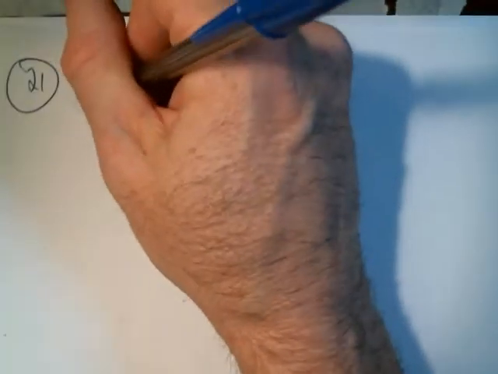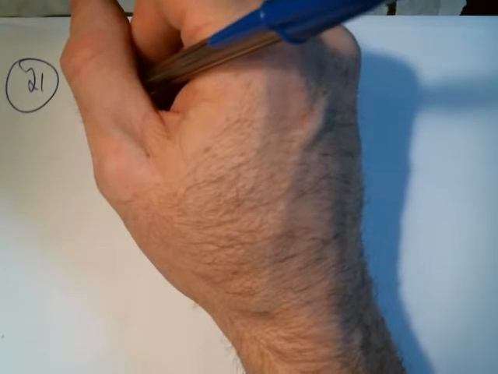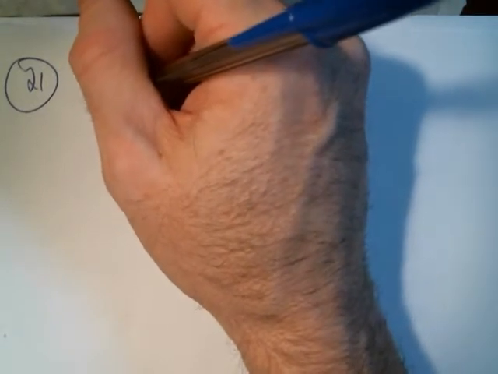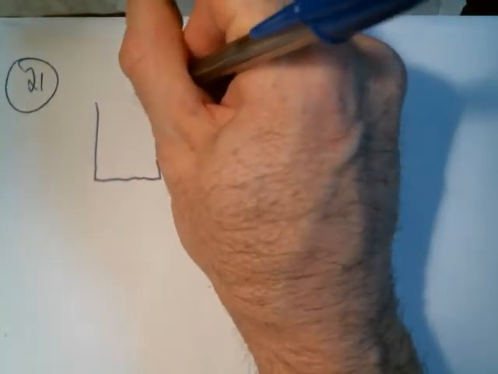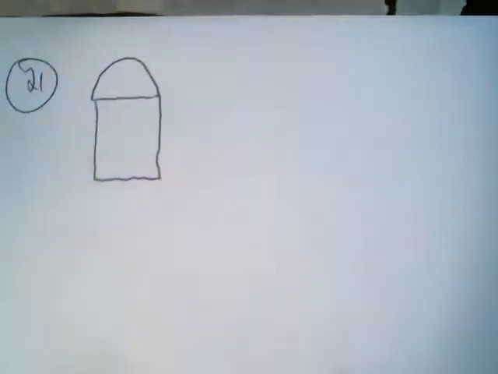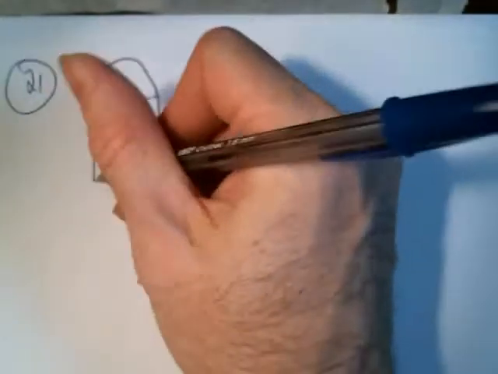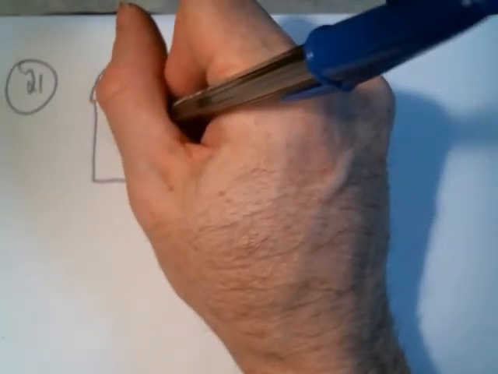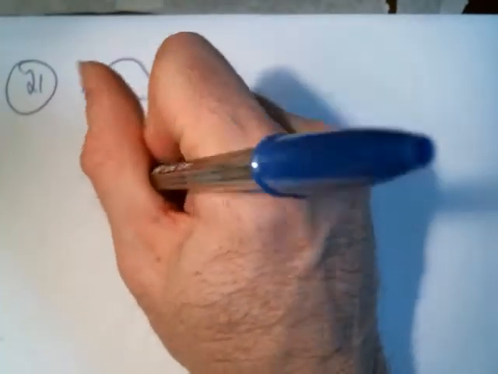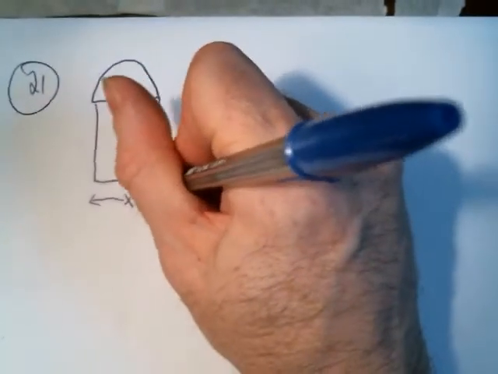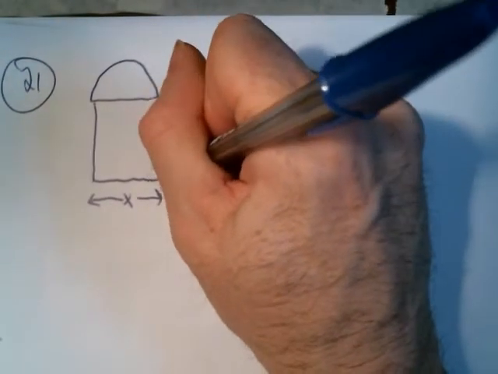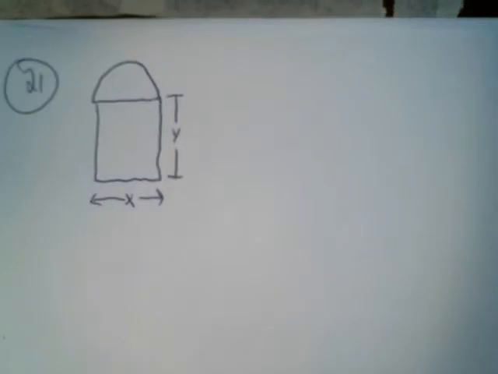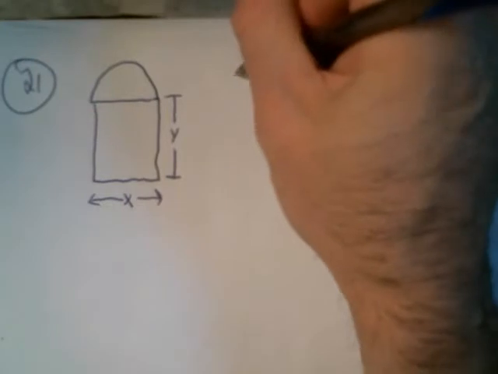Okay, so they give us a nice picture here. A Norman window is rectangular, and then on the top it'll have a semicircle. The dimensions they give us: this bottom part is x, and then the side part here is y. So the constraint is that the total perimeter is 16 feet.